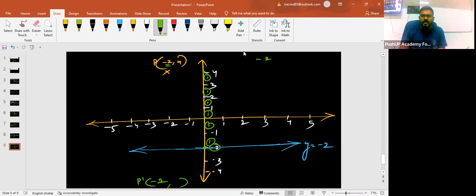It's very easy, no, children? Minus 3, minus 4, minus 5, minus 6, minus 7, minus 8. Have we covered 6 units? Yes, we have covered 6 units. 1, 2, 3, 4, 5, 6. So the coordinate should be minus 2 comma minus 8. I think you all have understood it. No? Minus 8.